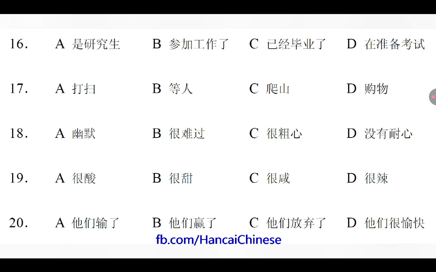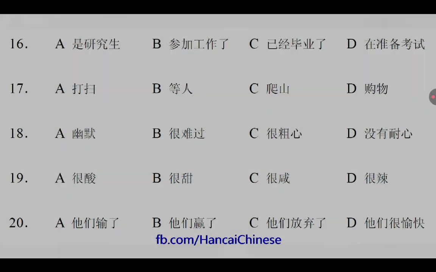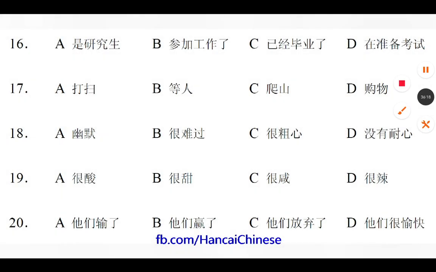17。等等我啊，我实在爬不动了。真没力气啦。那好吧，我们先休息休息，一会儿继续。他们最可能在做什么？他们最可能在做什么？What does it mean? What are they most likely doing?